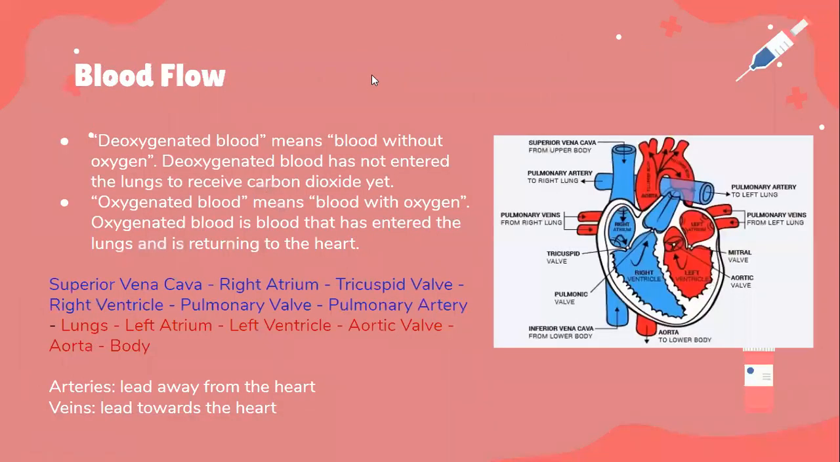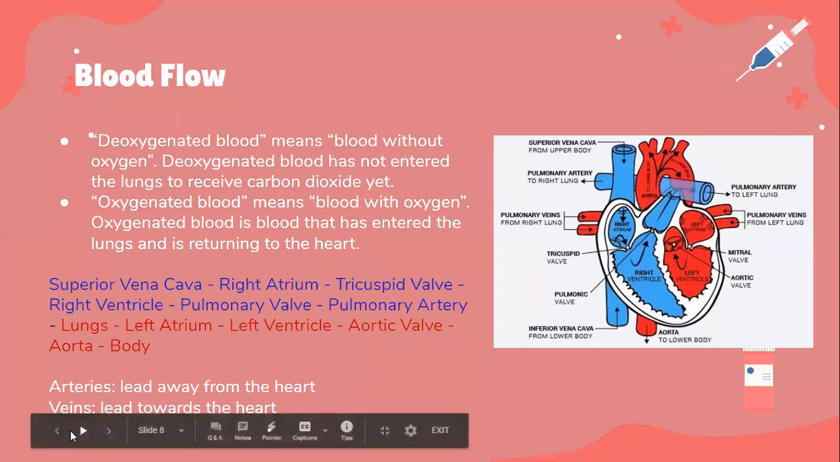So now we're going to talk about blood flow. Deoxygenated blood, like I already explained, means blood without oxygen. So deoxygenated blood has not yet entered the lungs. It's going on its way to the lungs, but it hasn't gotten there yet. And then oxygenated blood means blood with oxygen. So it's blood that has already been in the lungs and it's returning to the heart to then go back through the body. So that's the difference between those.